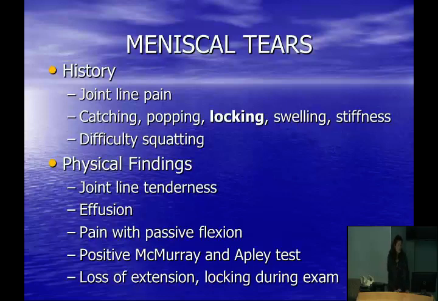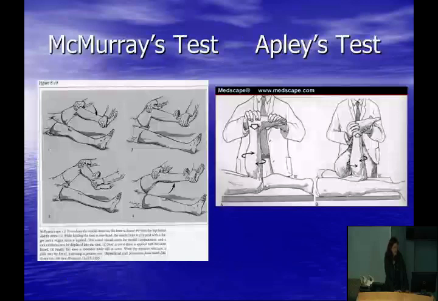And then they sometimes will have loss of extension, or if it's really bad, they'll have locking during the exam. I've only ever had locking once during an exam. It scared me to death. But it usually doesn't happen. But if it does, send them for their MRI, give them a pair of crutches, and send them. That is an orthopedic emergency.